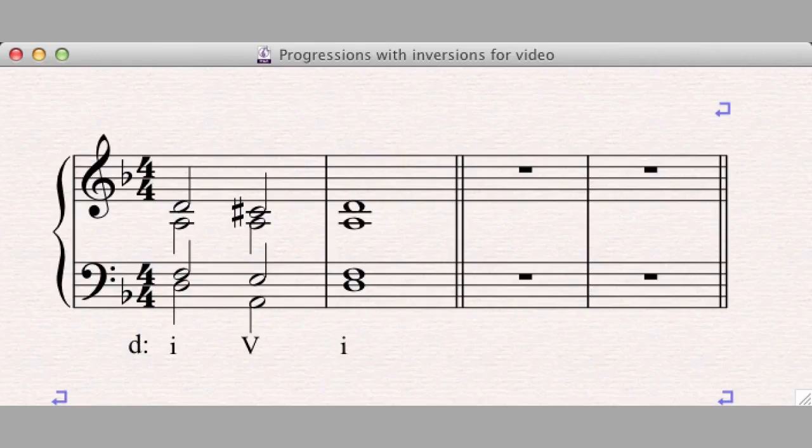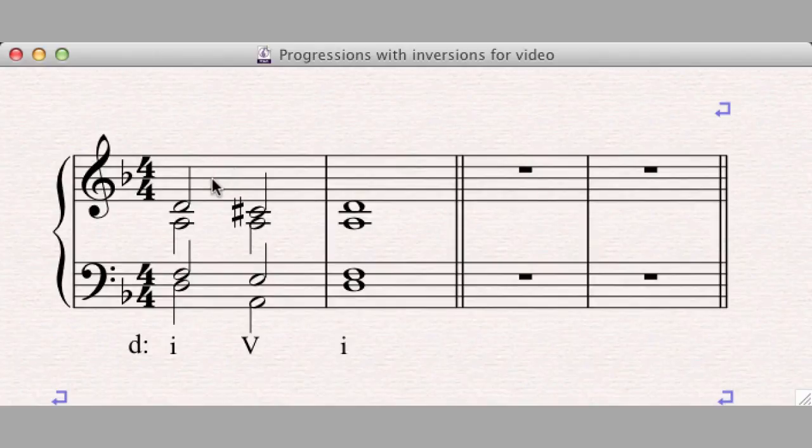So here we have our 1-5-1 chord progression. We're in the key of D minor. You know, last week was a major week. We did everything in major. So this week, let's make it a minor week. And I hope we'll be able to do everything in minor. I think it's possible. Okay, so I look at this, and I want to introduce inversions this week.